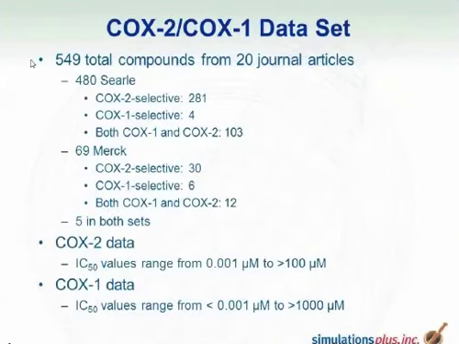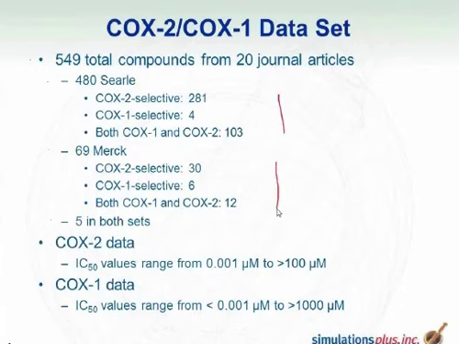This slide outlines the data set we used to build the models and perform the lead hopping. We started with about 550 compounds from 20 different journal articles. 480 were from Searle publications and 69 from Merck publications. There were 5 compounds that were in both data sets.